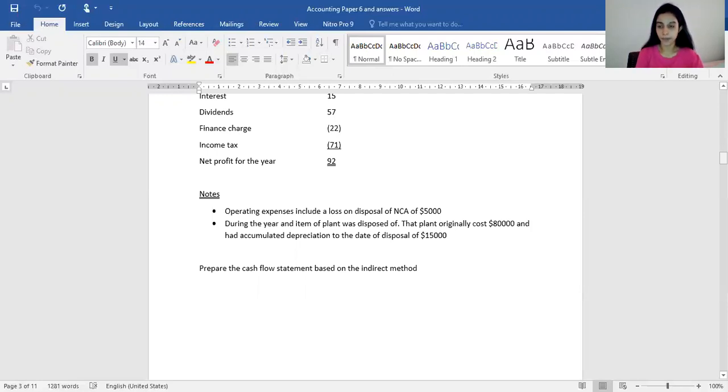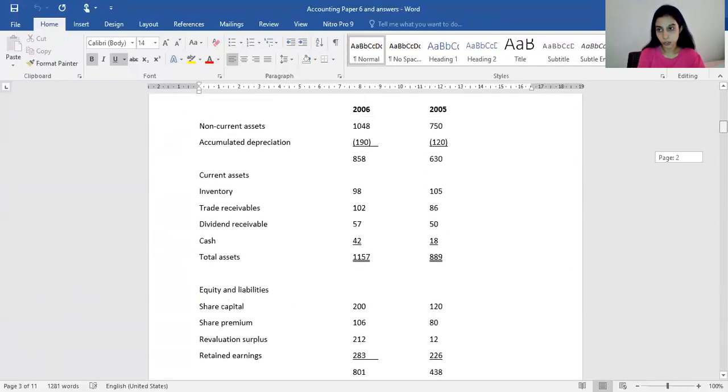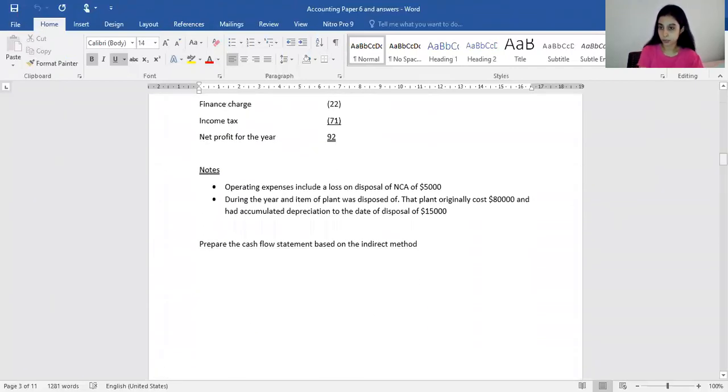And yeah, first of all, what you have to do is deal with the adjustments first in a question like this. So operating expenses include a loss on disposal of non-current assets of $5,000. This is a non-cash outflow, we would say, because this loss is not an actual outflow of cash from the entity. It is just a figure that we state in the statement of profit or loss as a loss.